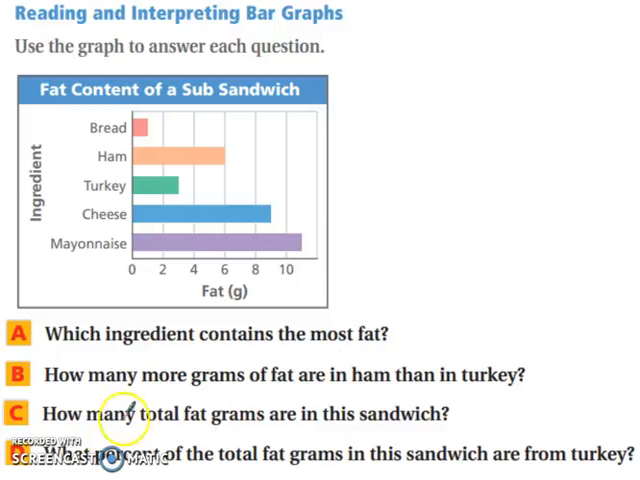So now we have our last question. What percent of the total grams in this sandwich, or fat grams in this sandwich, are from turkey? So if the total grams we end up with is 30, and turkey is 3, to figure out this one here, we're going to do 3 out of 30, because 3 out of the 30 total grams are from turkey. And if we simplify this into a percent, 3 divided by 30 gives us 10%.